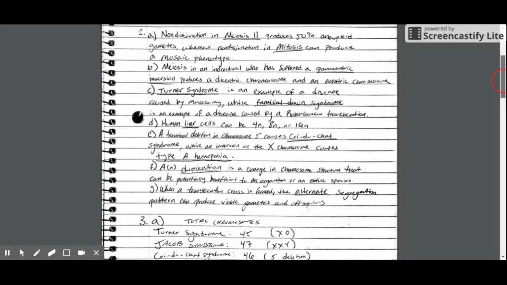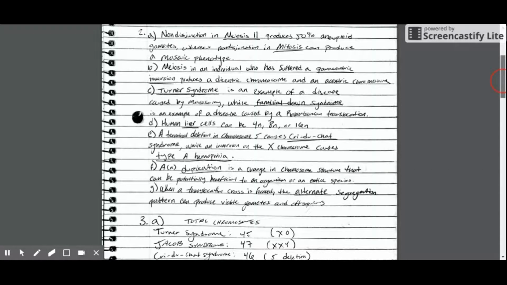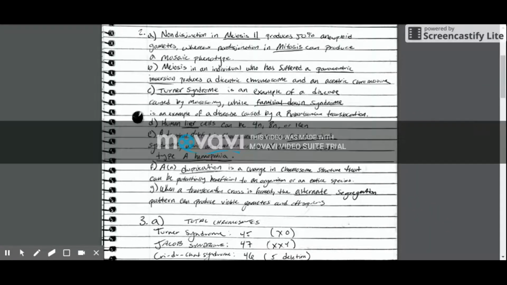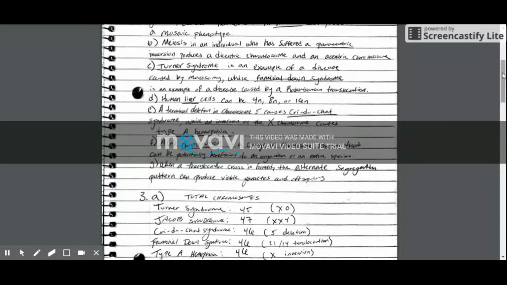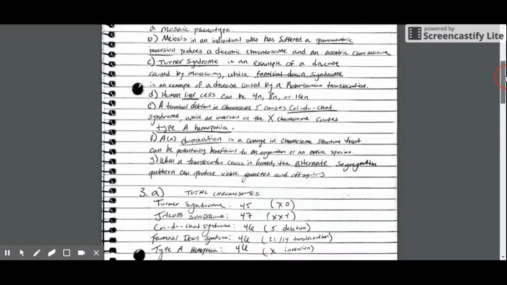C, Turner syndrome is an example of a disease caused by monosomy, while familial Down syndrome is an example of a disease caused by a Robertsonian translocation. Turner syndrome is just the X. You only have the one sex chromosome. It's just X. There's no second X chromosome or a Y chromosome. So there's that non-disjunction causing that monosomy. And familial Down syndrome is different from trisomy 21 in that there's a translocation, that Robertsonian translocation, it says right here, between chromosome 14 and chromosome 21.